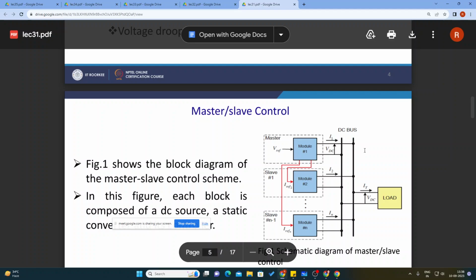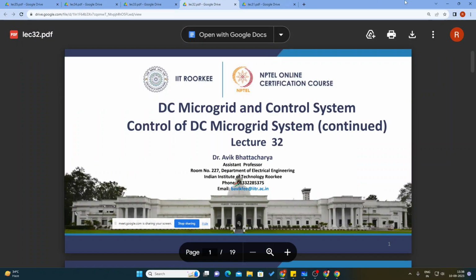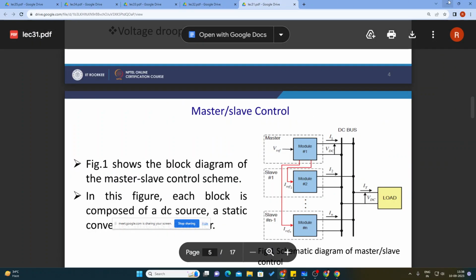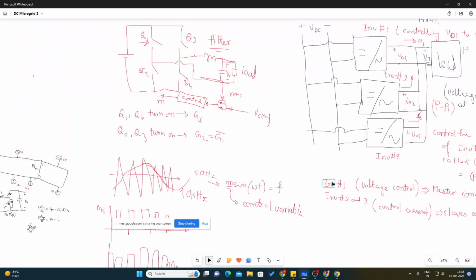So as you can see, sir, generally in DC you have to do only voltage control. No need to go for current control, sir. But here you are discussing current control also. Is there any need in a DC system? In DC, you have to concentrate only on voltage.